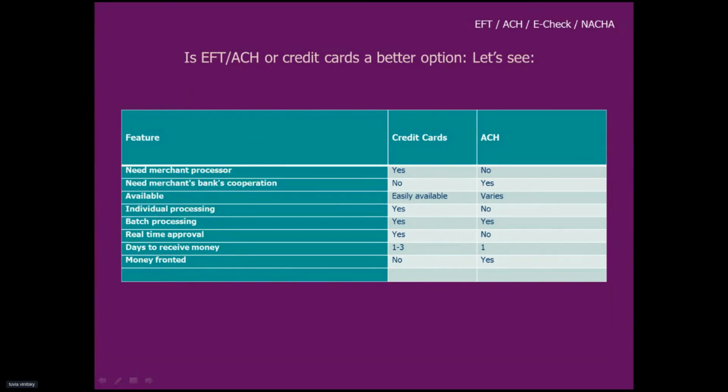Individual processing, can you do one transaction at a time? With credit cards, yes. With ACH, no. Oh, no, you're saying, hold on. I've gone to a website, and I've put in one e-check to pay for something. Yep, you absolutely have. And it's fake. Because what's happening is the gateway or the processor is saving them all to the end of the day in a big batch and sending them to the bank. There's no such thing as a one-off ACH transaction for buying something on the web. Batch processing for credit cards and ACH is available. Real-time approval for credit cards, yes. ACH, no. Days to receive the money, 1 to 3 days for credit cards.